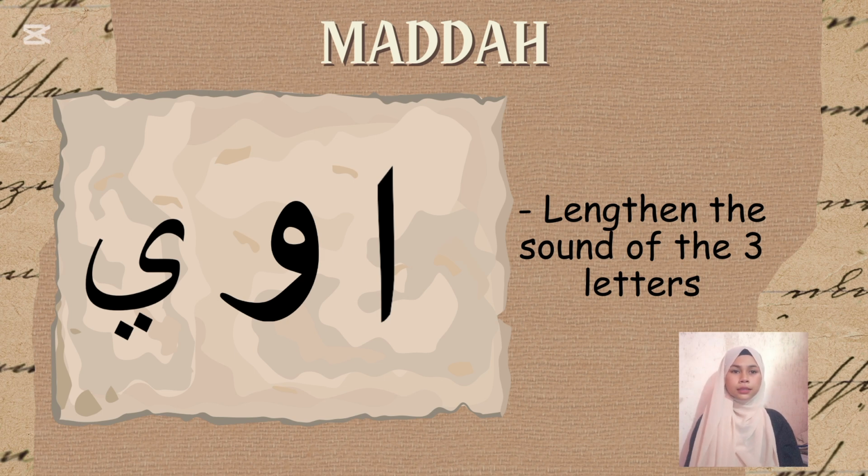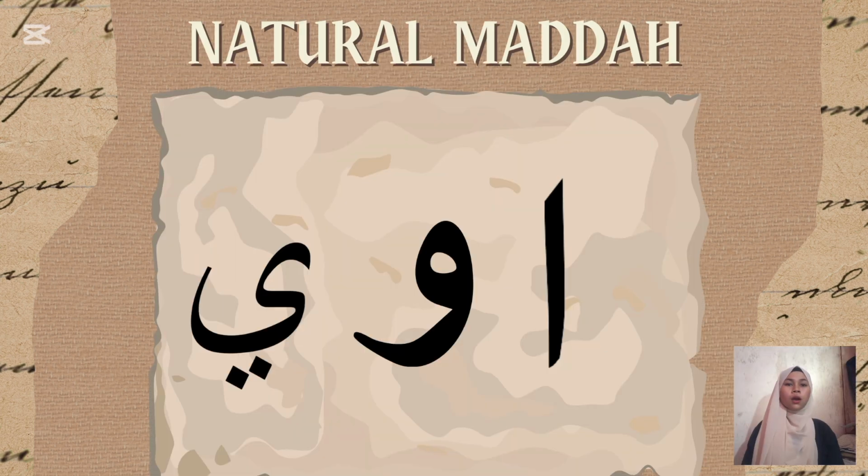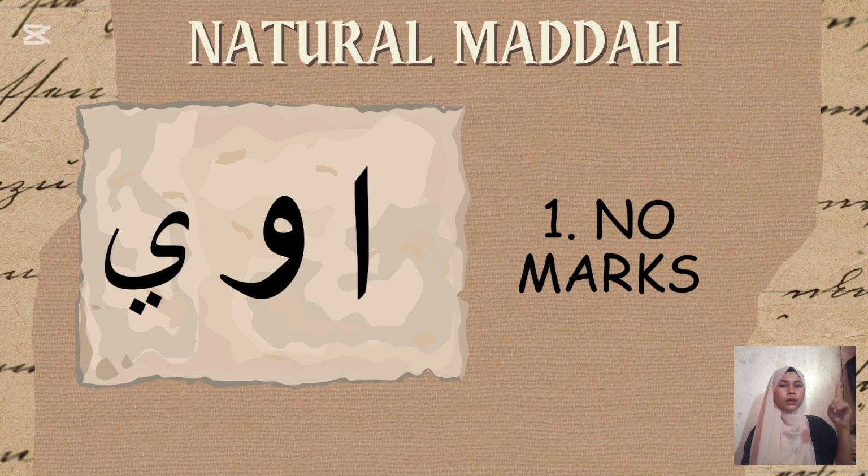Madda is to lengthen the sound of one of these letters, which are the alif, waw, and ya. There are two types of madda, the natural madda and the secondary madda. Natural madda is based on a few conditions. Number 1, the letter of the madda has no marks on it.